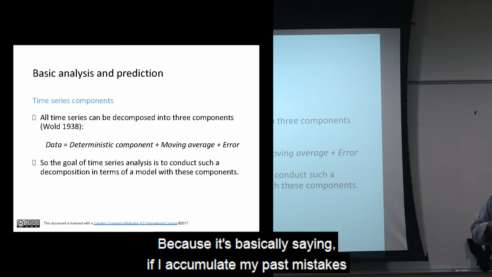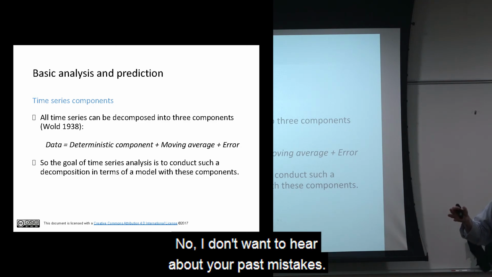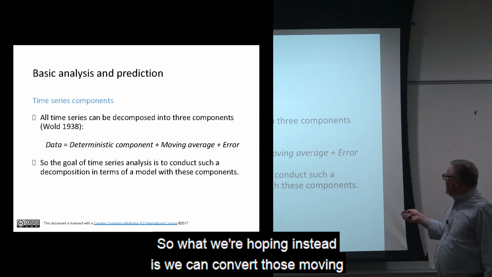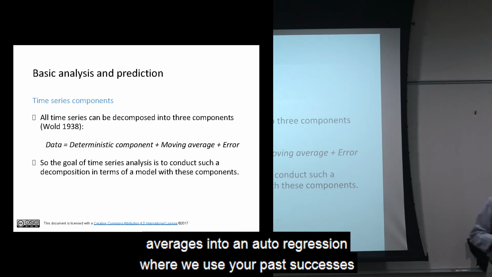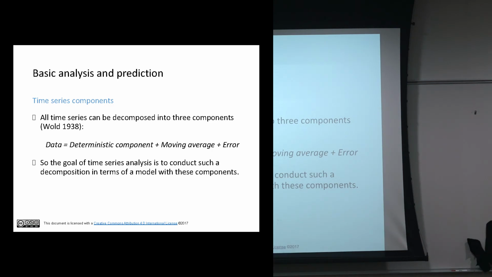Because it's basically saying, if I accumulate my past mistakes with some optimal weights, this is where I predict you'll be. No, I don't want to hear about your past mistakes. So what we're hoping instead is we can convert those moving averages into an autoregression where we use your past successes to predict the value tomorrow, not your past failures.